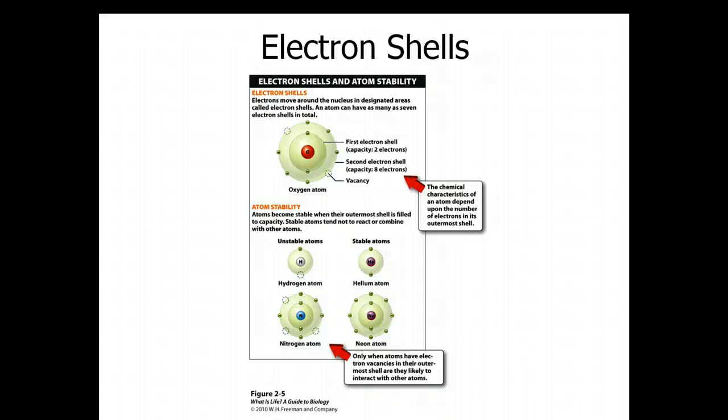If you look at the electron shells, the electrons move around the nucleus in designated areas called electron shells. The atom can have as many as 7 electron shells total. We can actually have 8 in the outer one. So we have 1, 2, 3, 4, 5, 6, 7, 8. In the oxygen, we have 1, 2, 3, 4, 5, 6 there, and then we have a vacancy for 2 more.